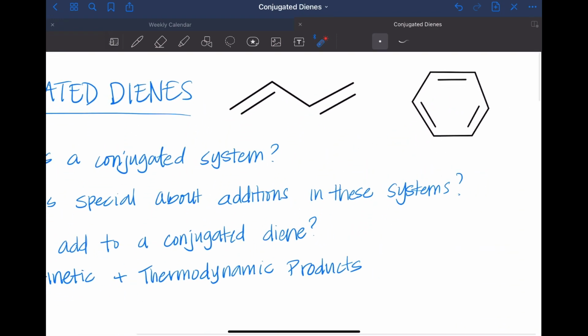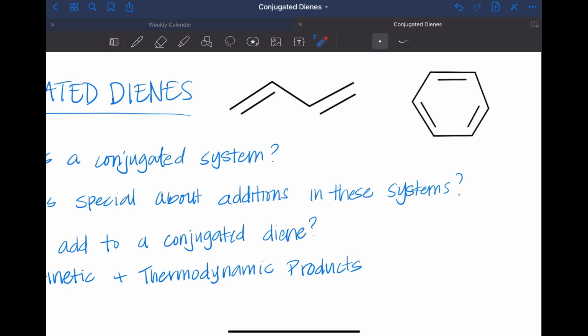We're going to talk a little bit more about why these are so special and how to add to these conjugated dienes, as we've only added to a single double bond on a straight chain. So in this system I have right here, you can see that we have two double bonds that are separated by a single bond right in the middle. And that is only one single bond separating these two double bonds. This is so important because it affects the stability of our molecule in a different way than what we have been looking at in the past.